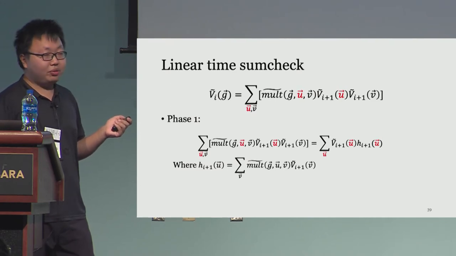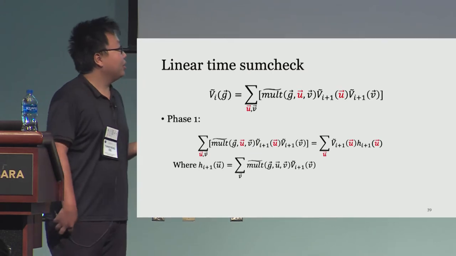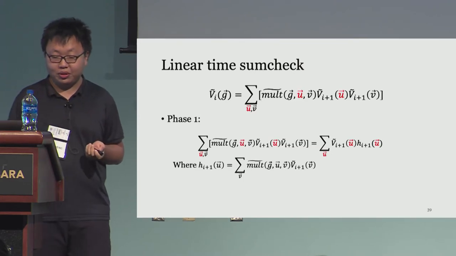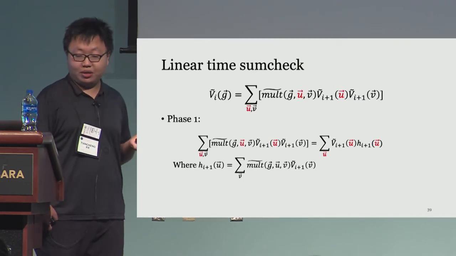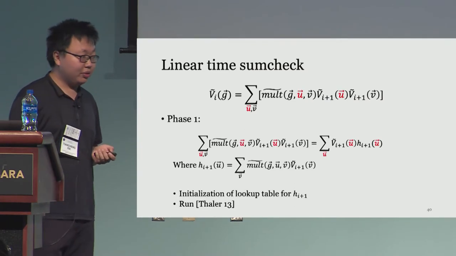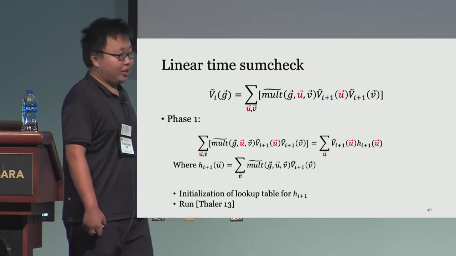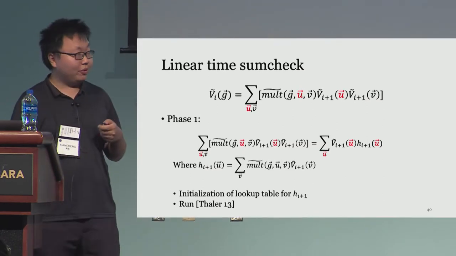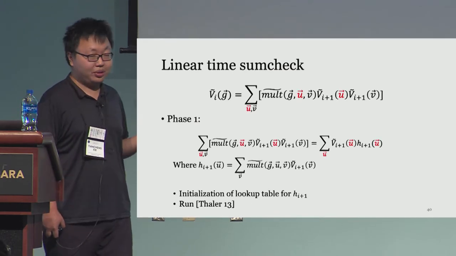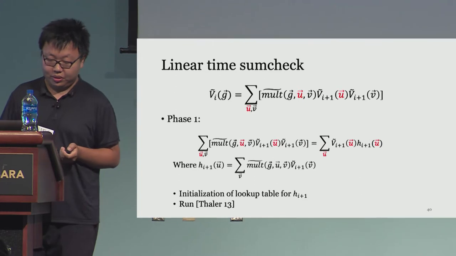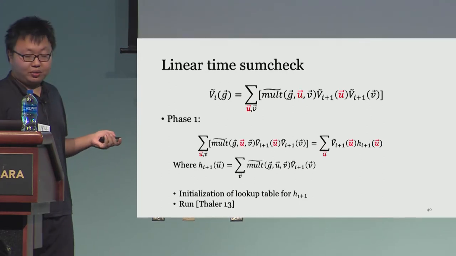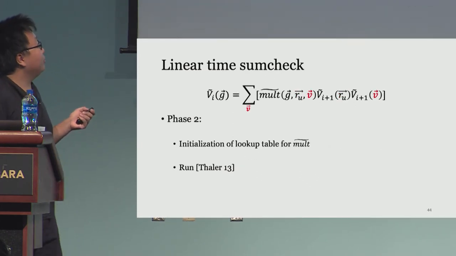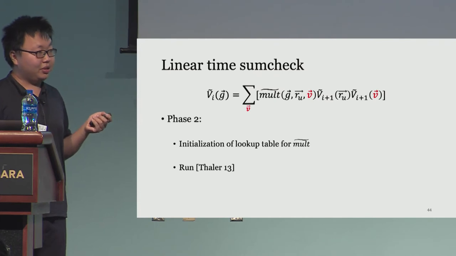The table for V(u) is quite simple since it agrees with the circuit evaluation, so we can use the circuit evaluation as a lookup table. Initializing h is not as easy, but in our paper, we introduce a way to initialize h through a linear scan over the circuit. Since time is limited, I will not introduce the initialization process. Then we run Thaler's method, and we complete this phase, reducing u to a randomness proposed by the sum check.